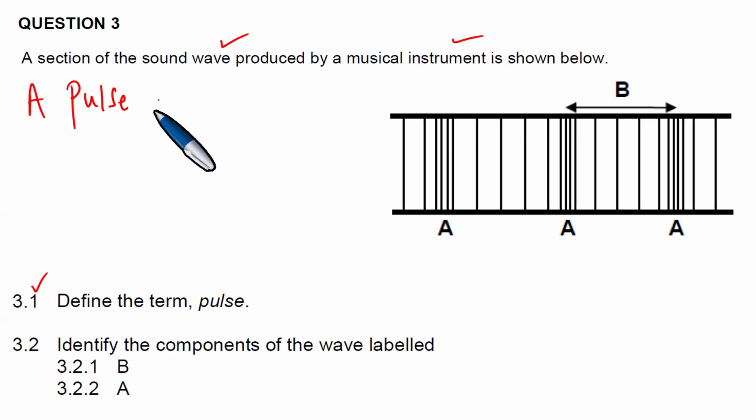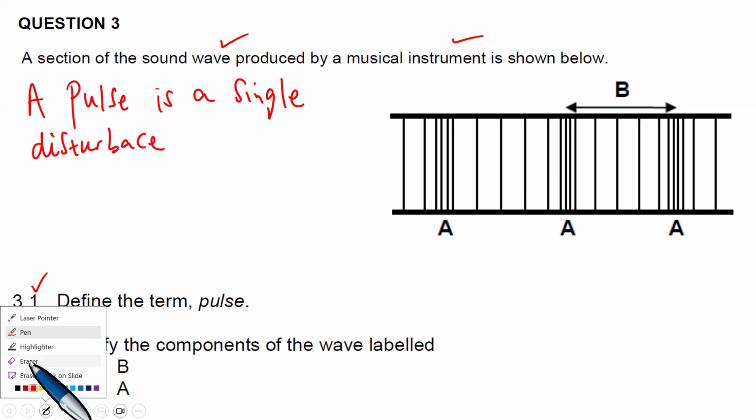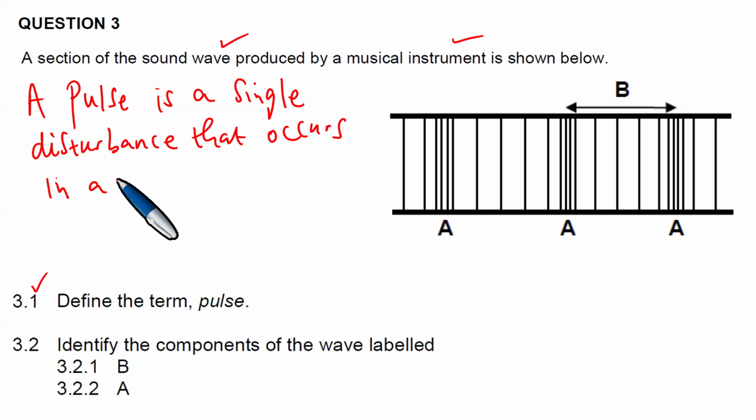Okay, that's fine. A pulse is a single disturbance. So we have therefore that a pulse is a single disturbance that occurs in a medium. All right, a pulse is a single disturbance that occurs in a medium. So that is a pulse.